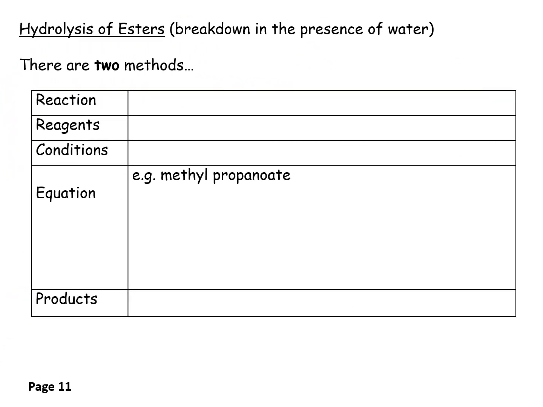Moving on then to hydrolysis of esters, we're on page 11 of your notes. So there are 2 methods here, and it's all to do with the catalyst that we use. You can either use an acid or an alkali, and it's really important that you look for that in the exam question, because the products made will differ depending on the type of catalyst that you've used. So we'll go through each one in turn.